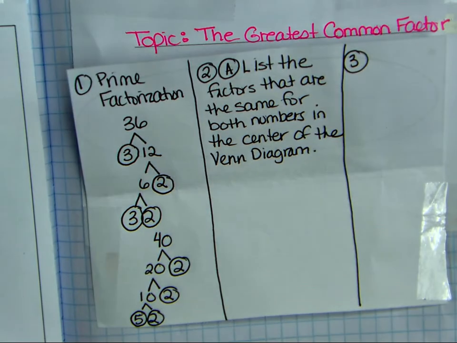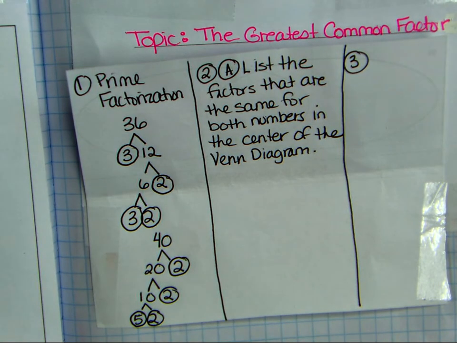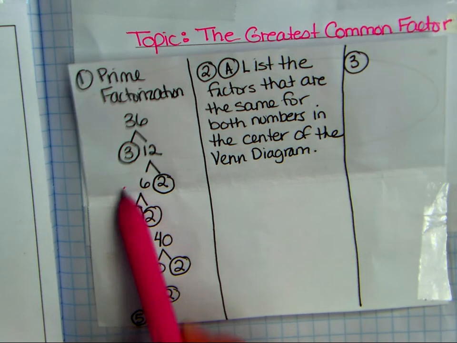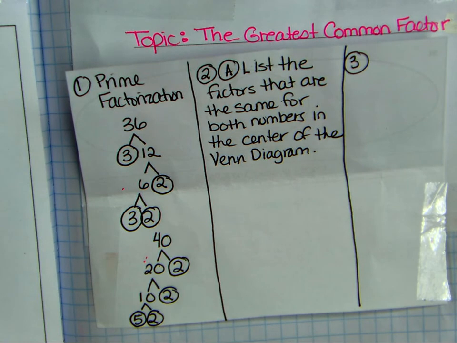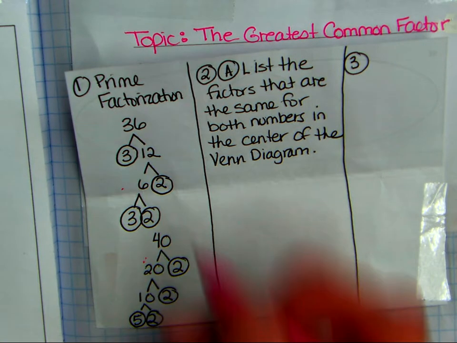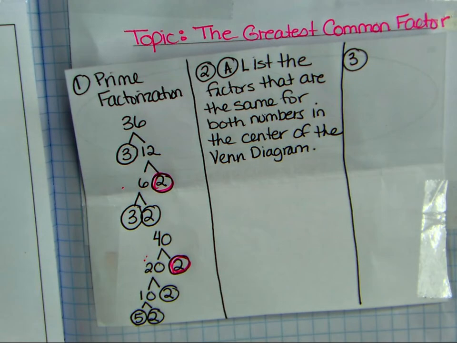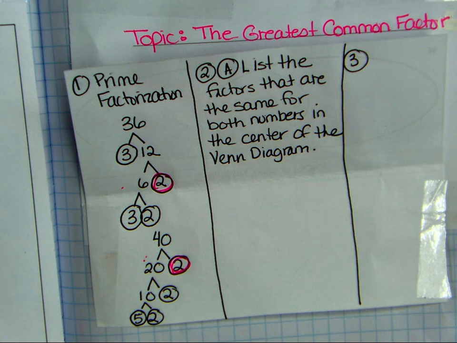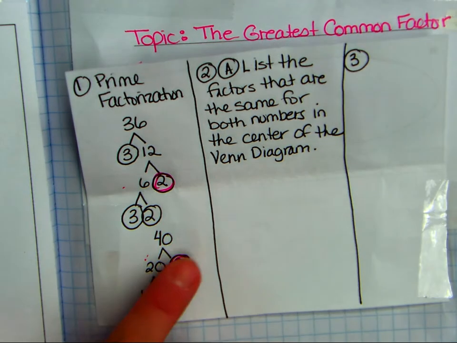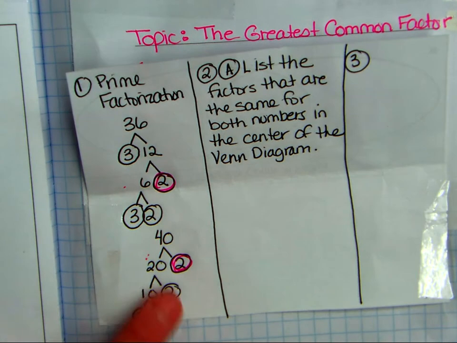Okay, so to do that, let's look at our factoring that we did, and let's see, in 36 and 40, do we have any factors that we circled that are the same? What do you see, Noah? 2. So here's a 2 here, here's a 2 here. That's 1. Do we have any other ones? No. Are you sure? We have this 2 is matching to this 2, but we have other ones, don't we?